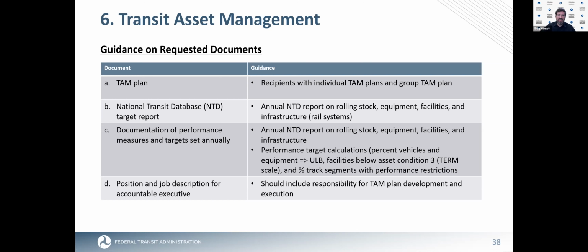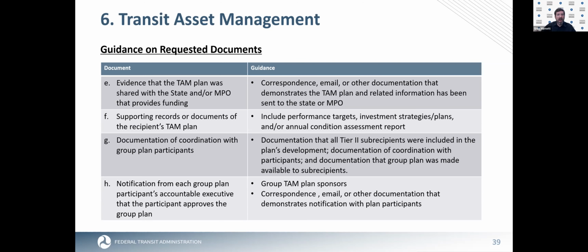Going down to item D, the RIR asked for the position and job description of the accountable executive. So each TAM plan has to have a specifically identified individual known as the accountable executive, and that person has the responsibility for the development and the execution of the TAM plan.